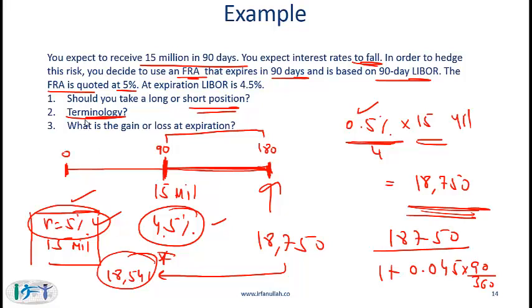The terminology here for this FRA is going to be 3 by 6. And why do we say that? This is 90 days, which means 3 months. This is 180 days, which is 6 months. And in terms of our terminology, we specify the point at which the FRA expires and the point at which the hypothetical underlying loan matures.